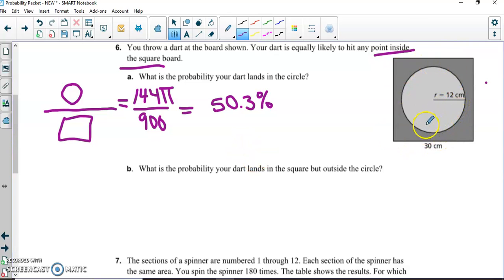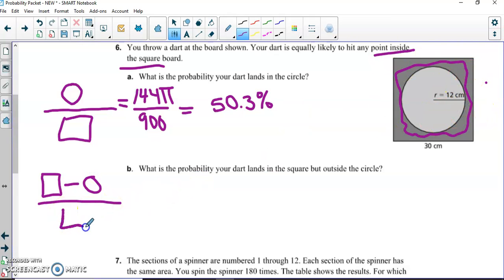but outside the circle? So it's in here, but it's outside the circle. Well, we don't have a formula for this gray stuff, right? That's what we're doing for this problem. If you remember back in 6th grade, you did weird shapes, irregular shapes. The way you did that was you took the whole square and you subtracted out the circle. We've done this with polynomials as well. That's going to give us just the gray stuff. Now the total is still the whole square, so the bottom is still 900.